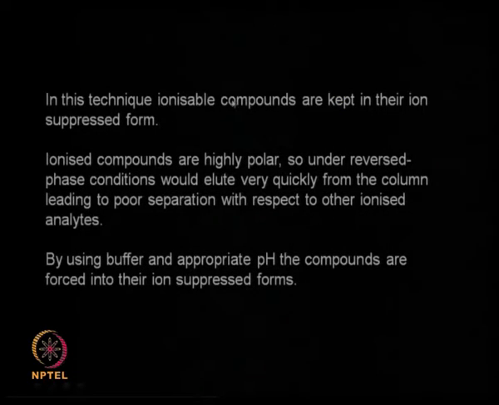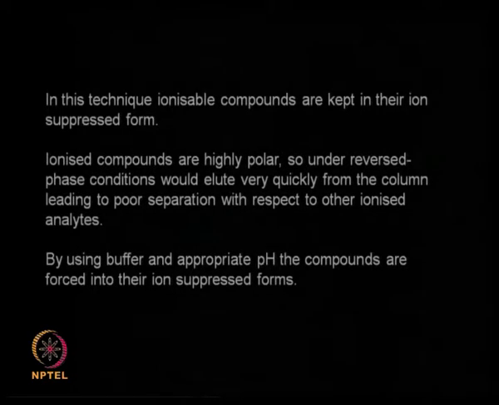So in this technique, ionizable compounds are kept in their ion suppressed form. Now ionized compounds are very polar, as you know. So under reverse phase condition they will elute out very quickly from the column, leading to poor separation with respect to the ionized analytes. So if you have many ionized analytes, they will never get separated out at all, they will just come out of the column very fast because they are highly polar.